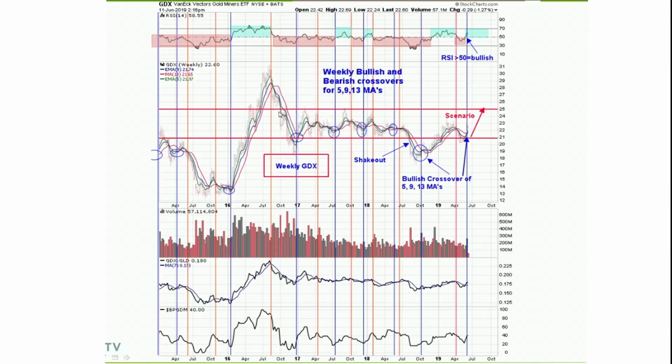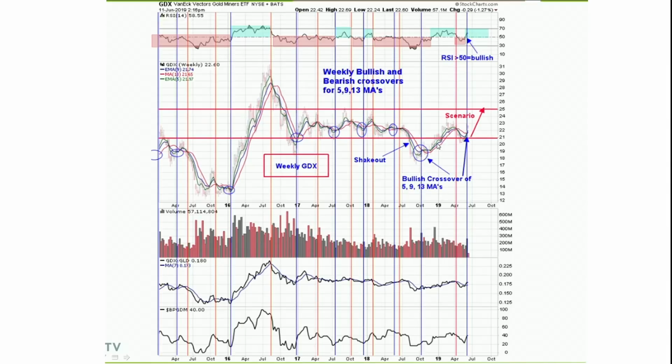Another thing I want to point out, a longer term trading range developed on GDX between 25 and approximately 21. It bounced around in this trading range for about a year and a half, and finally fell through the bottom of that trading range back in 2018. Once you fall through a longer term trading range to the bottom, usually that's a longer term bearish sign.